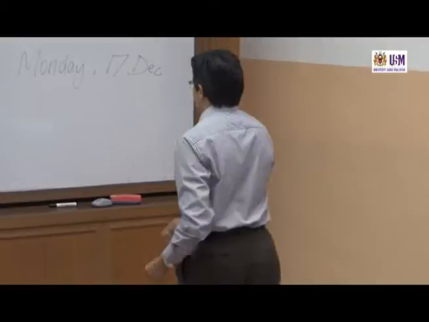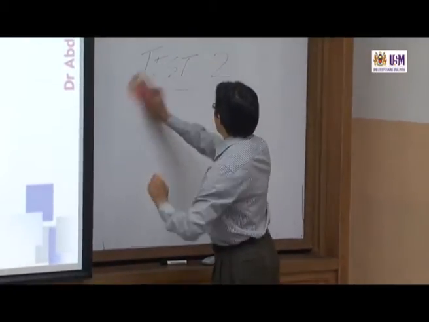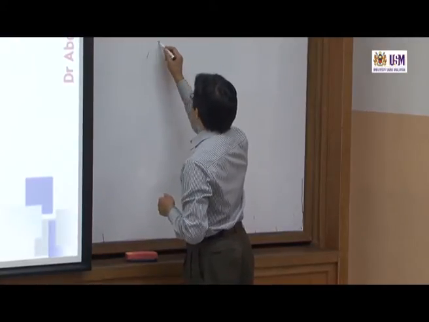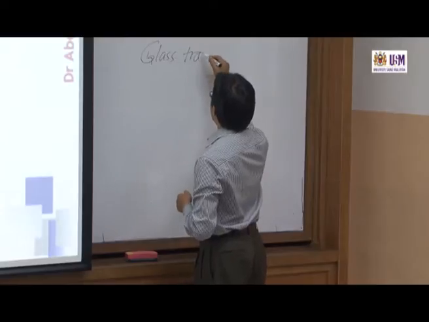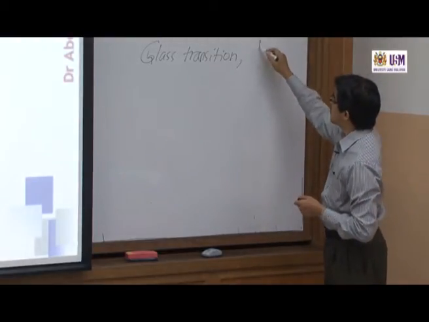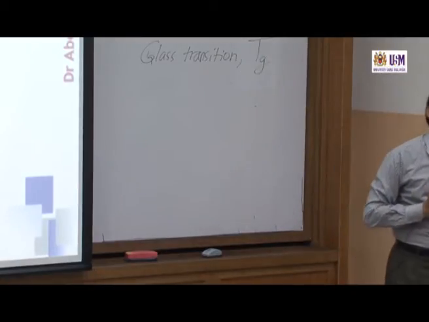So the glass transition means it's a temperature. When we cool down the system below that temperature, the system will turn into a glassy state. So before we can even understand this, we have to understand about the glass transition. We denote the glass transition with this symbol, T and G. Yeah, that is glass transition.